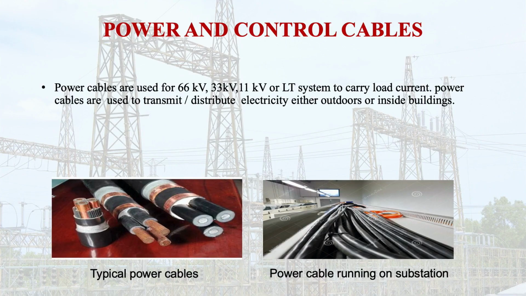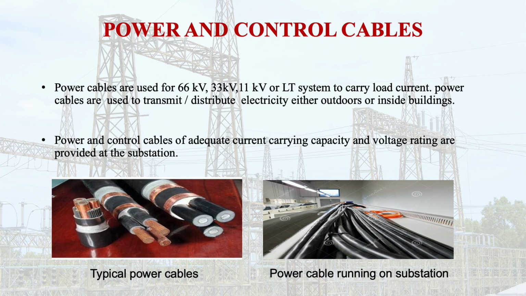So what are power and control cables? Power cables are used for the 66 kV, 33 kV, 11 kV or LT system to carry load current. These cables are used to transmit or distribute electricity outdoors or inside the building. Power and control cables of adequate current carrying capacity and voltage rating are provided in the substation.